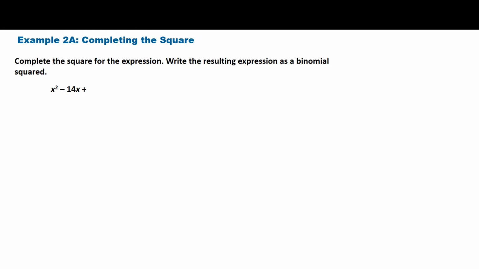Okay, so here's an example. Complete the square for the expression. Right now, we're not trying to solve for x. We're just going to try and complete the square as a practice problem. So first of all, we're going to take a look at this x squared minus 14x. We take our b term right here, and remember, we take the b, divide it by 2, and then square it. So b happens to be negative 14. Negative 14 divided by 2 equals negative 7, and when we square that, we get 49.